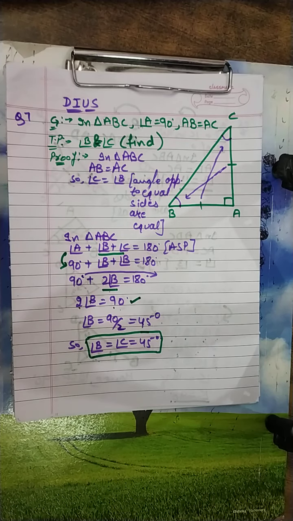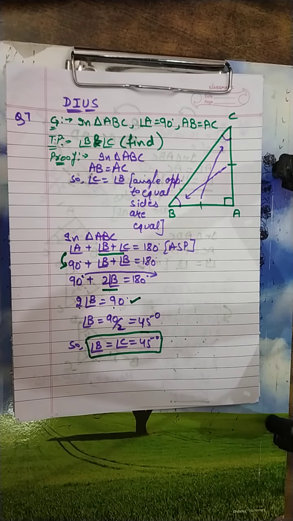I think the second exercise is easier than the first one, because it's a very easy property. Sides are equal, then their angles are equal. Angles are equal, then their sides are equal.